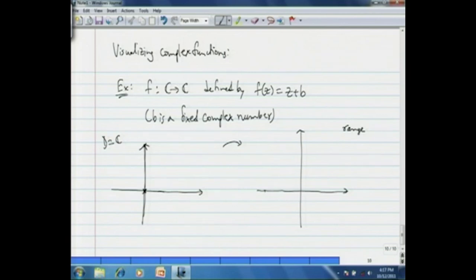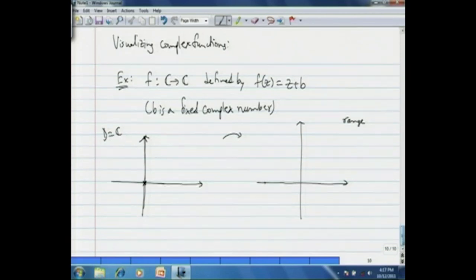I can calculate where the origin goes to: f of 0 is 0 plus b, it goes to the complex number b. Right here in the domain itself, let us imagine that b is some number over there. Let me put a dot for b. Let me call this b 1 plus i b 2, that is a fixed constant.